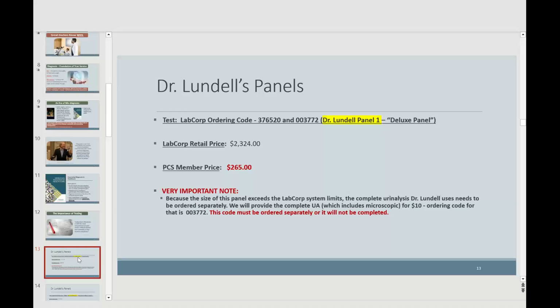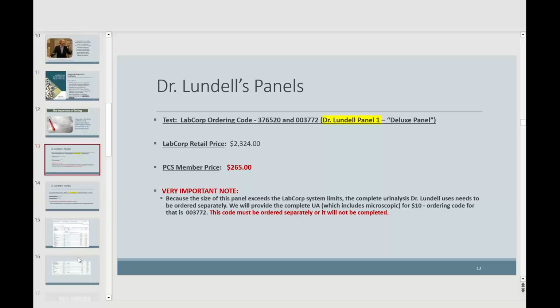I'm going to interject a little bit of something here too. This is a panel that exceeds the result system in the LabCorp system. It has so many components in it that the number of results that would come back if all these results were filled is more than their system allows. So that's why you have to order the urinalysis separately. So you broke the system, Brandon. Congratulations. Yeah, exactly. Well, that's what we're here to do, to change the system.